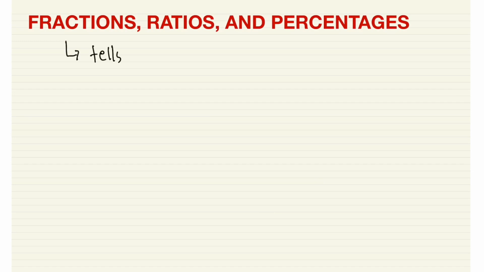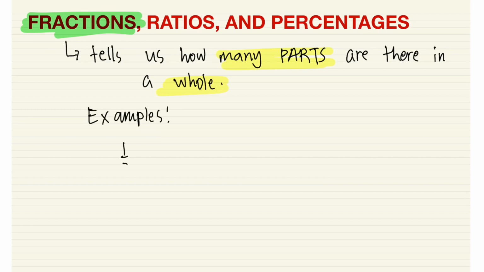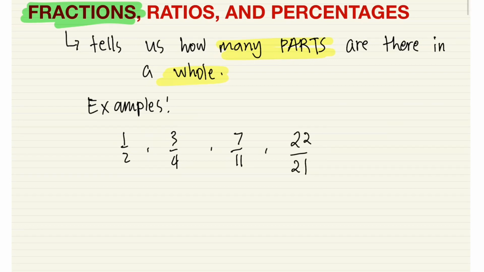Alright, a fraction tells us how many parts are there in a whole. So that's what you mean by fractions. Again, what is a fraction? A fraction tells us how many parts are there in a whole. For example, we have 1/2, 3/4, 7/11, and 22/21. Alright, these are all fractions.